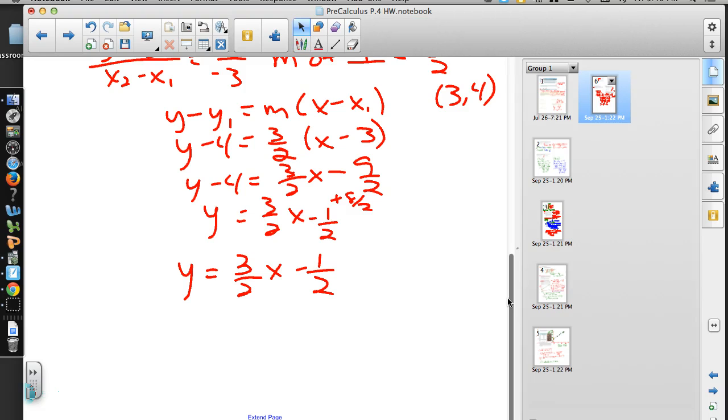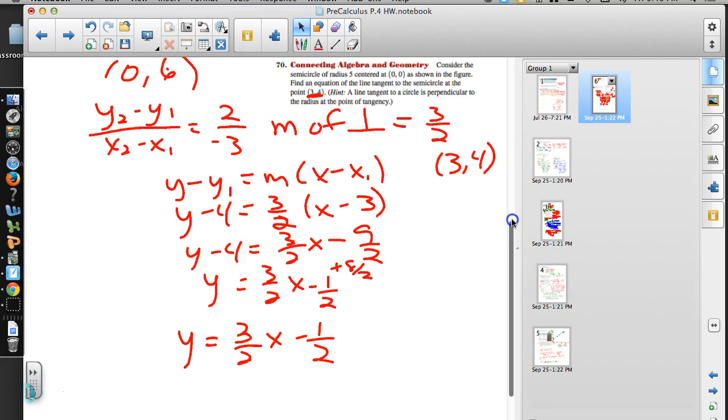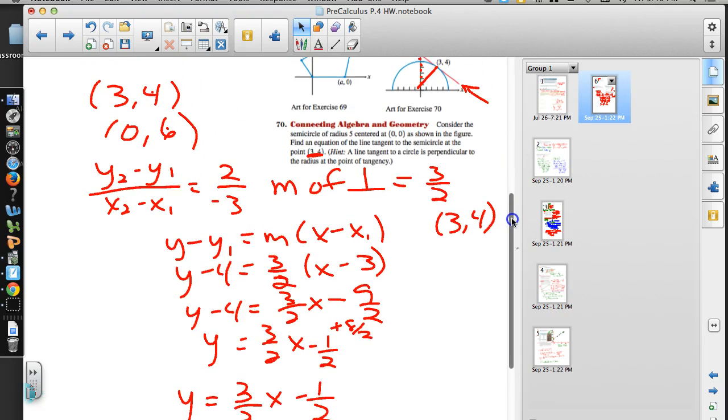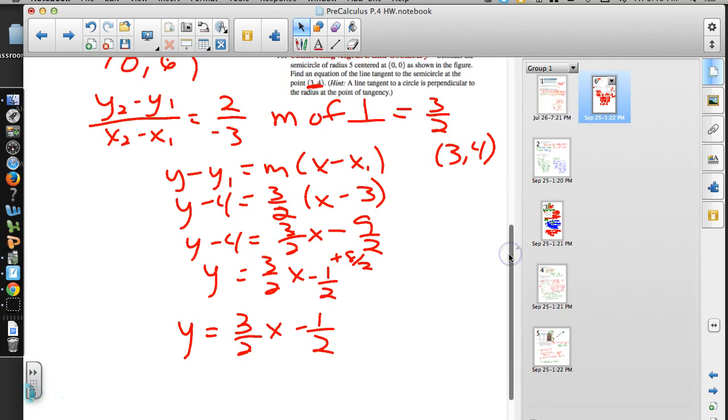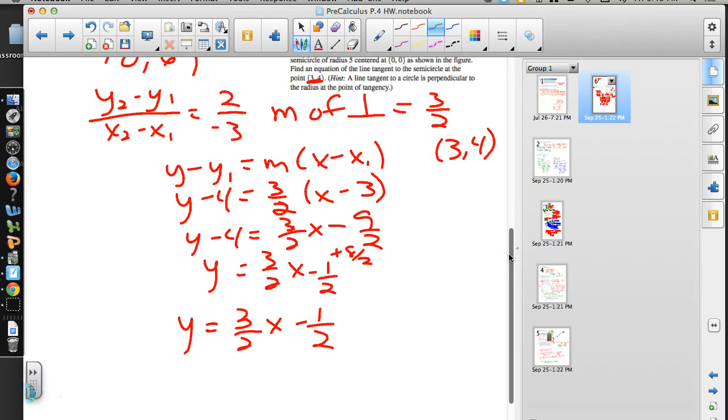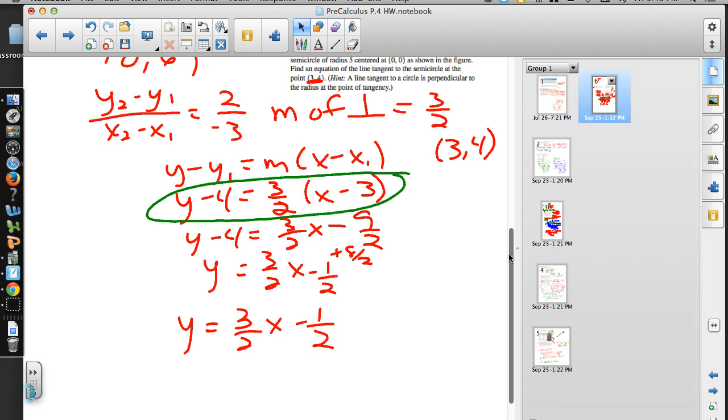And I believe they said find an equation of the line tangent to the semicircle at the point, which means we could have stopped right here, because that is the form of an equation. That's just in point slope form that we see that. So what we had to do was figure out what the slope is and work from there.